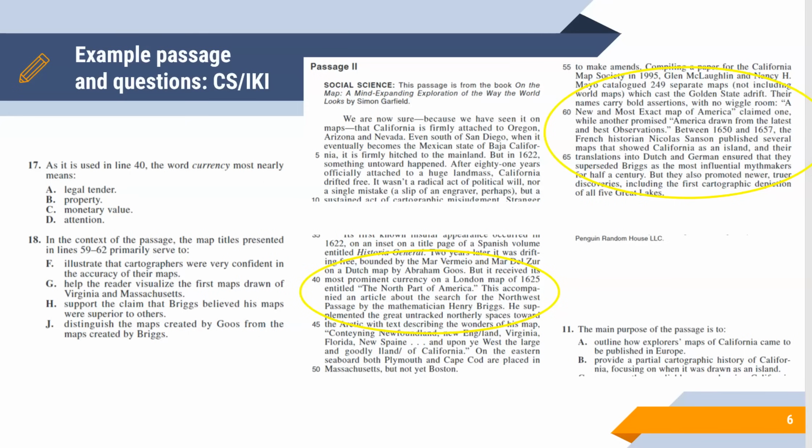Let's go to the passage and take a closer look at this. Let's see, but it received its most prominent currency on a London map of 1625 entitled The North Part of America. This accompanied an article about the search for the Northwest Passage by the mathematician Henry Briggs. This implies that this map is receiving more attention in the context of the article, and so that's going to support D as the correct answer there for 17. Please move on now to number 18 and pause this video so that you can try to find an answer.